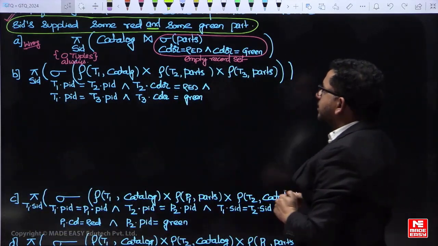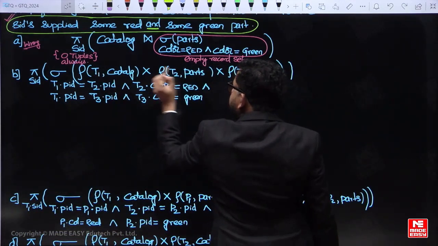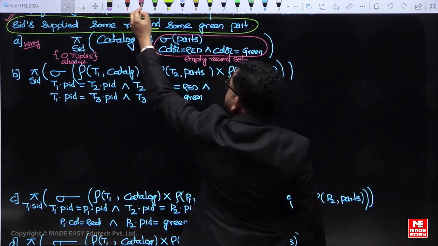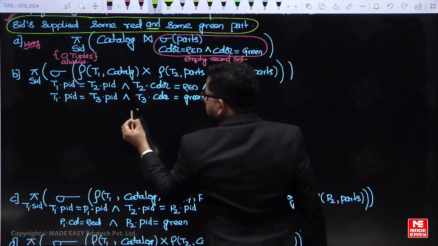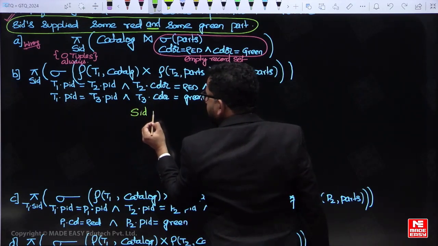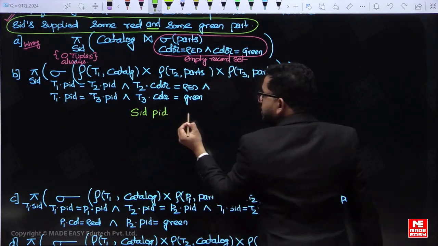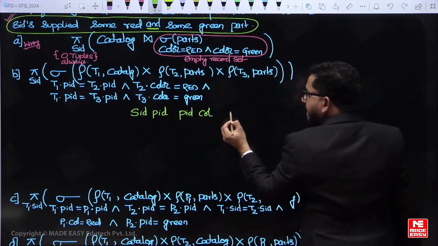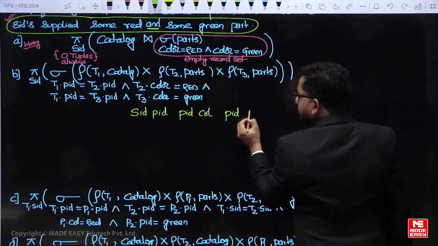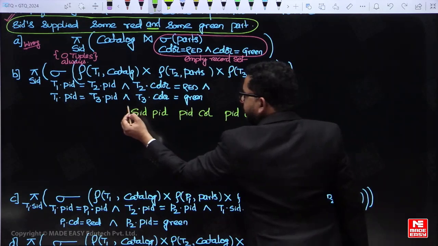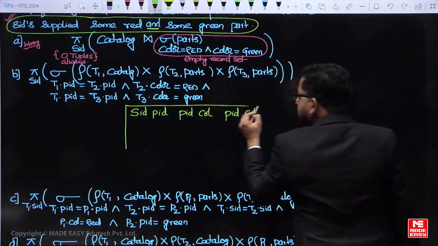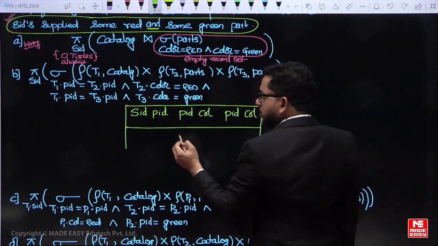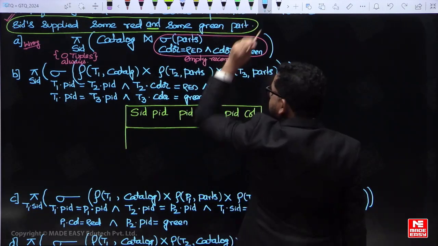Now the second one: here one catalog table is used and two pots tables are used. After the cross product, these are the records of the result: SID and pot ID from the catalog relation, and pot ID and color from the pots selections. So this is the result of the cross product, and over this result these predicate conditions are applied.